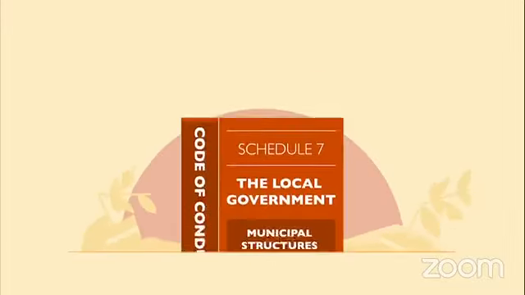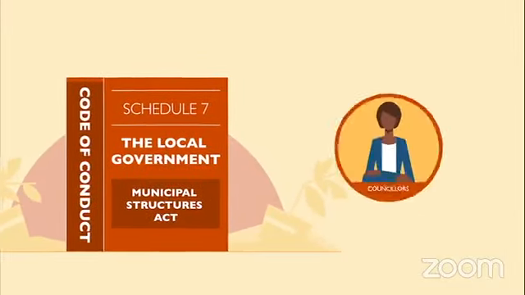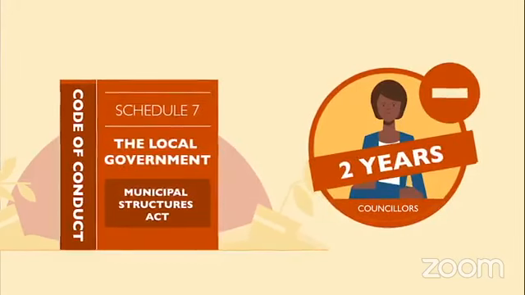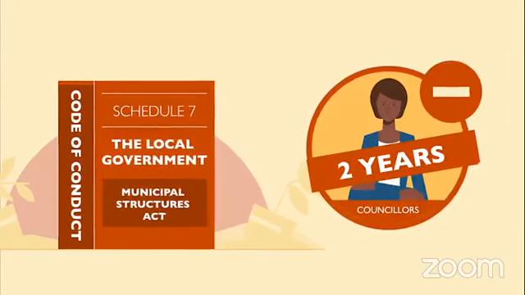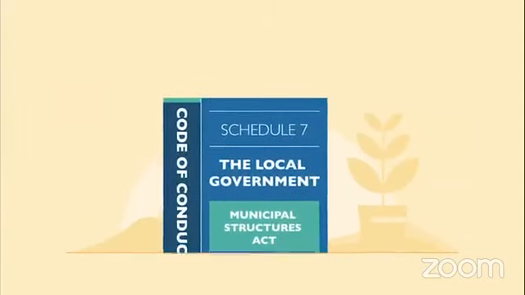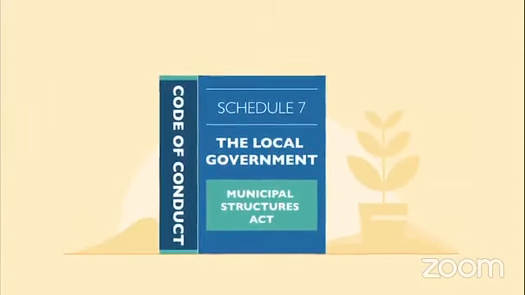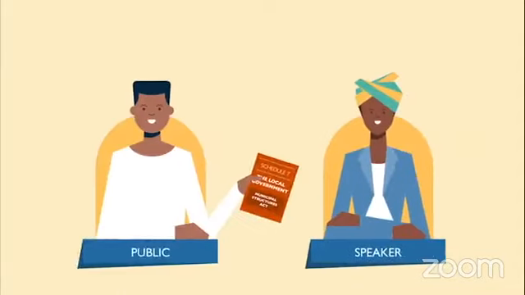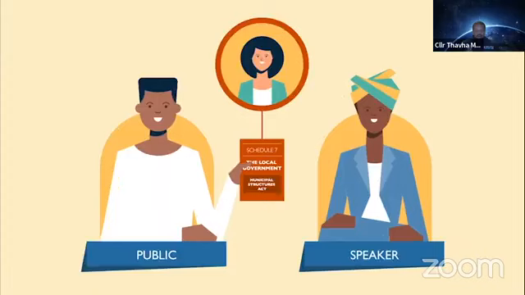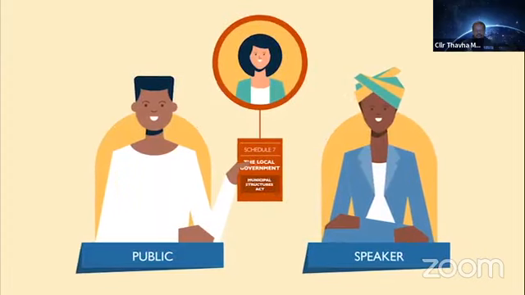Breaching the code carries serious consequences, including the removal of councillors and prohibiting them from standing as candidates for any municipal council for 2 years. The Code of Conduct is instrumental in ensuring that councillors fulfill their duties. Any member of the public should report breaches or suspected breaches of the Code of Conduct to the Speaker of the Municipal Council.